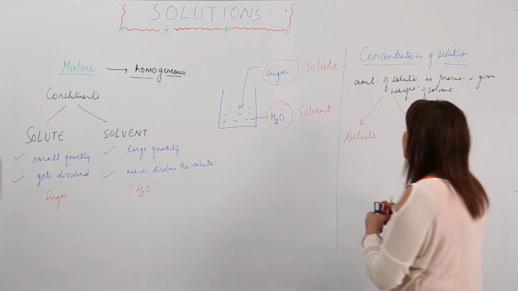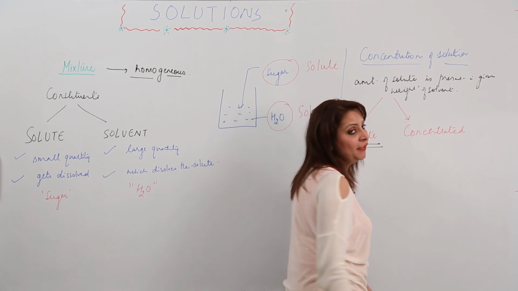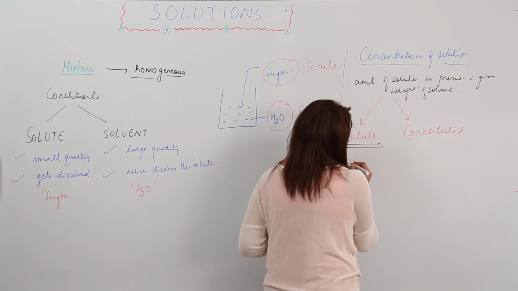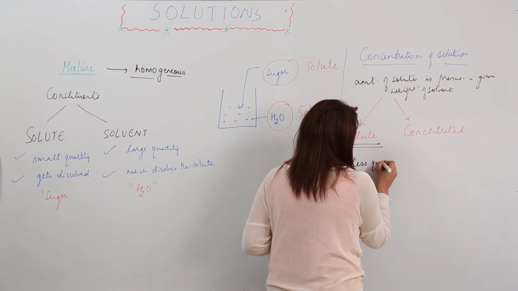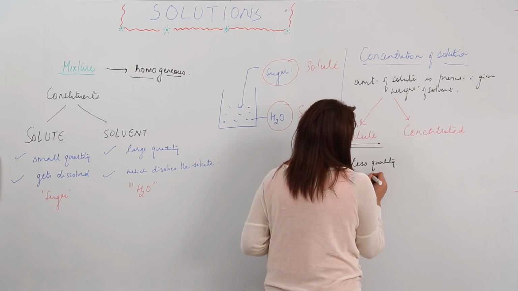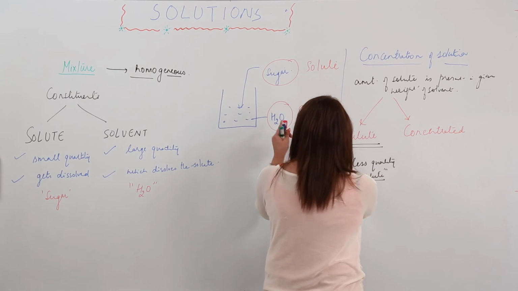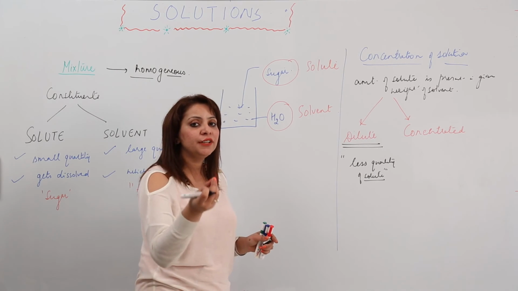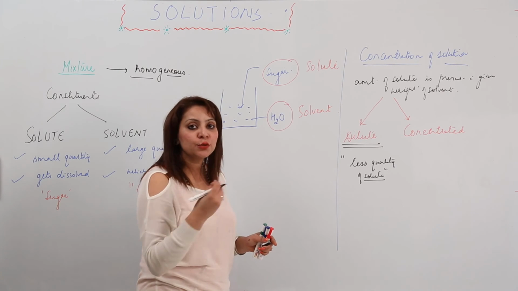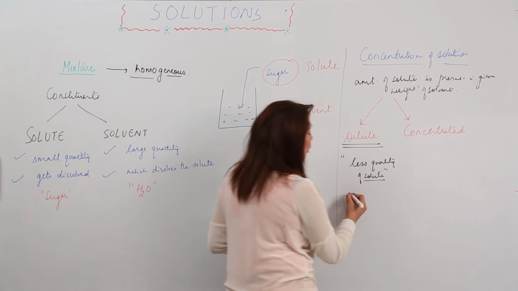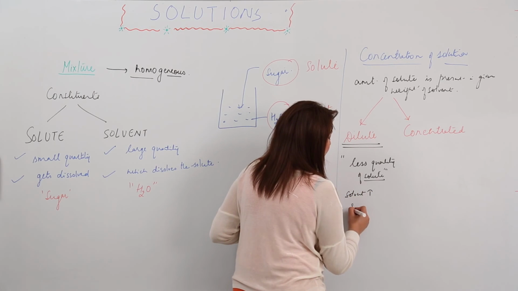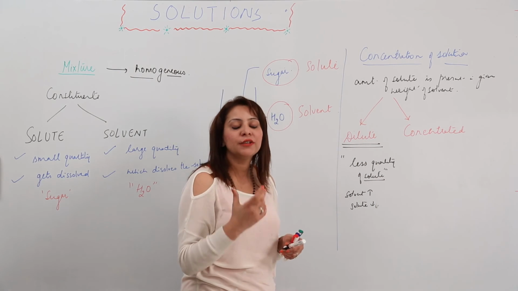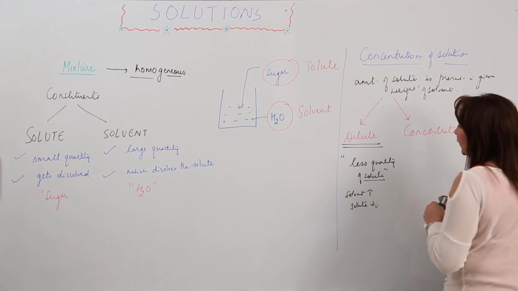Now, what do we mean by saying that the solution is dilute? If you tell me that your solution is dilute, you mean that it contains less quantity of solute. If I take this example, the solution is going to be dilute if the sugar quantity is too small and the solvent quantity is too high. So any solution which contains more amount of solvent and less amount of solute is said to be dilute.